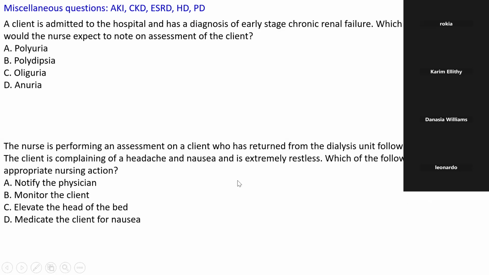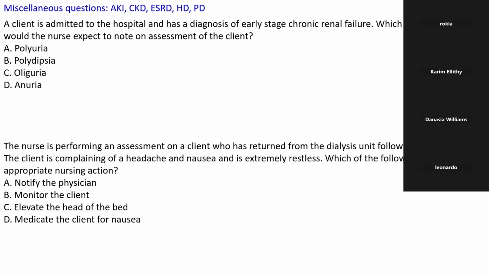The nurse is performing an assessment on a client who has returned from the dialysis unit following hemodialysis. The client is complaining of a headache and nausea and is extremely restless. Which of the following is the most appropriate nursing action?